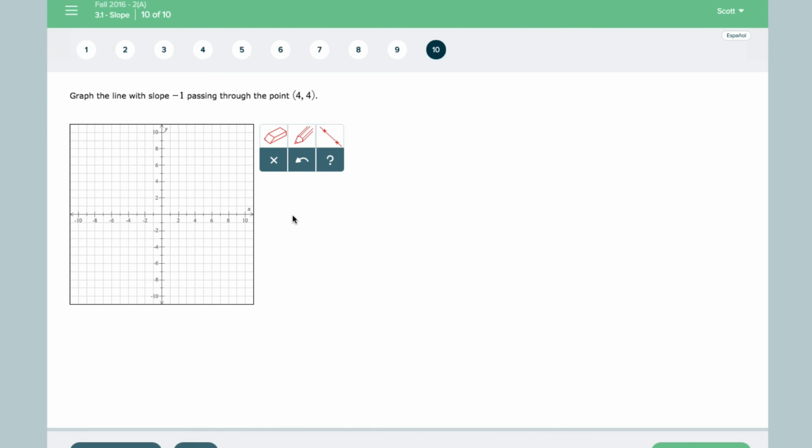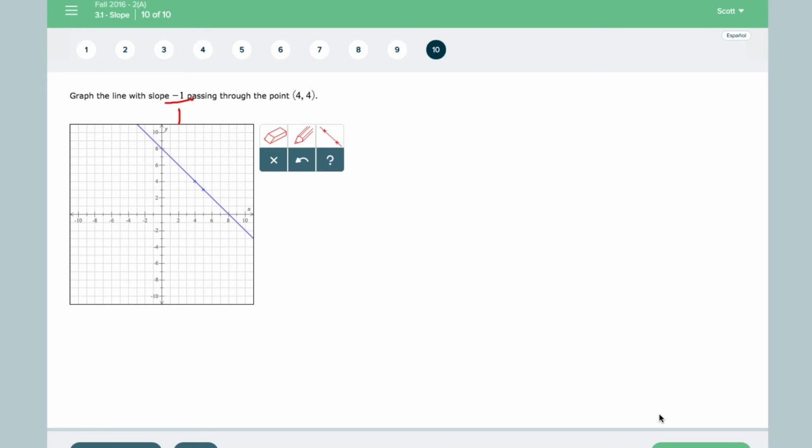Okay, and this one is exactly the same. Remember, if you get a whole number, just draw a line, put a 1 under it. So if we've got a point 4, 4, our very first point goes right there. 4, 4, right like that. And the second point, we go down 1, positive 1, right there.